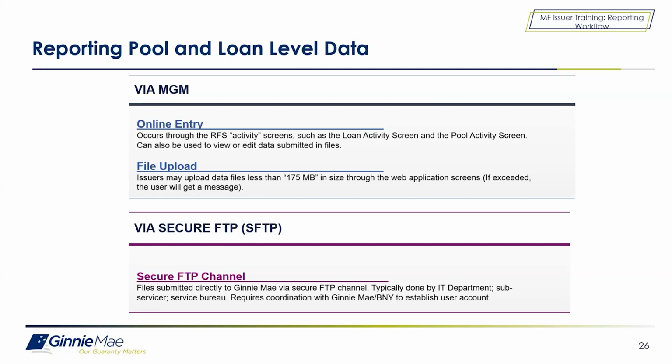Issuers can submit data online through RFS activity screens. They may also use file upload function within RFS and use Secure File Transfer Protocol, better known as SFTP. This is a secure channel which the issuer would need to coordinate with Ginnie Mae and Bank of New York Mellon to obtain the required forms. The preferred method of reporting data is using one of the file upload functions through RFS file upload or the SFTP secure channel.